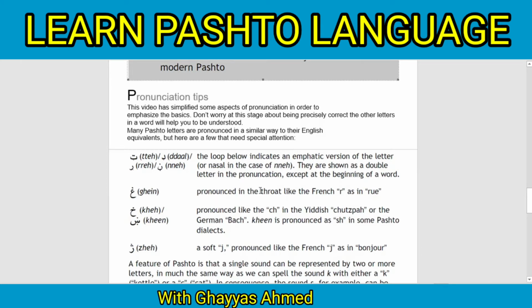Ghain, pronounced in the throat like the French r or as in rule. Basically it is written this way, so I am pronouncing it like this, and you can also try this. Khe, pronounced like the ch in the Yiddish chutzpah, or the German ch in Bach. Shin is pronounced as she in some Pashto dialects.